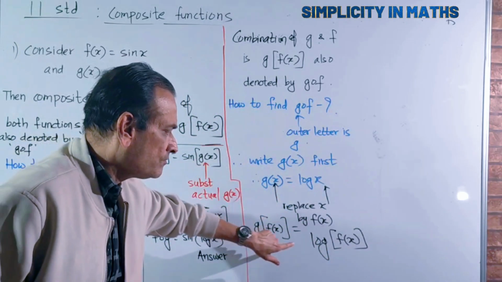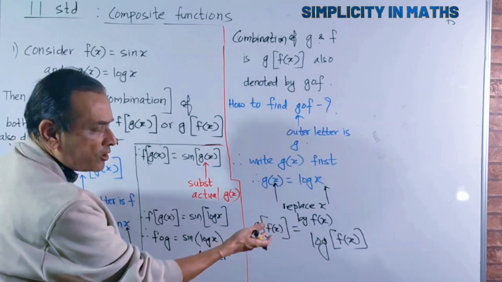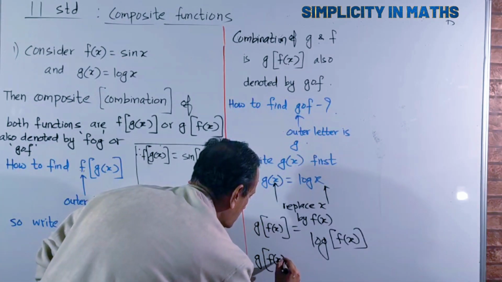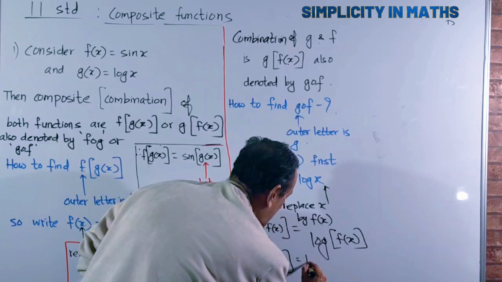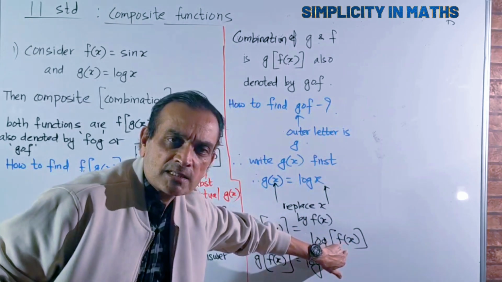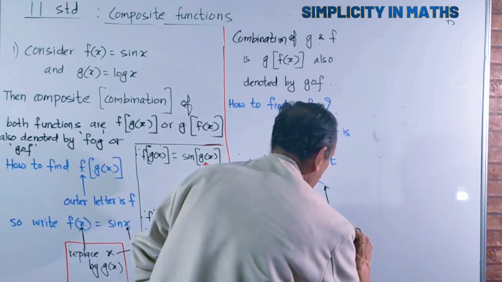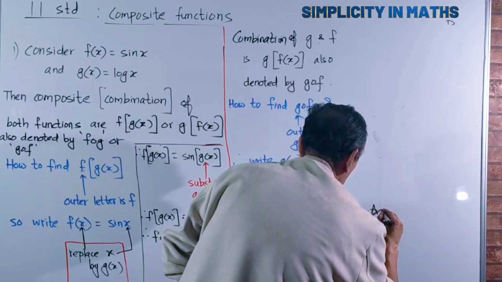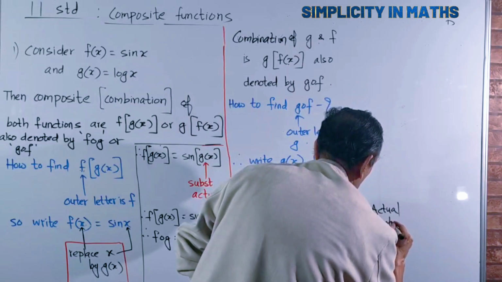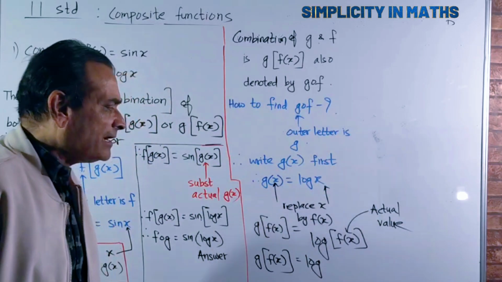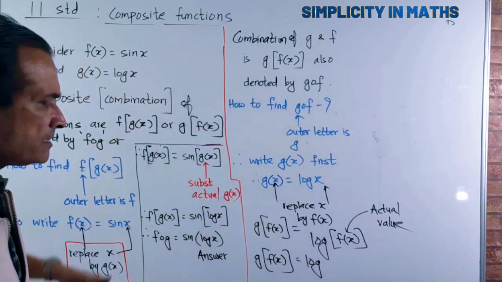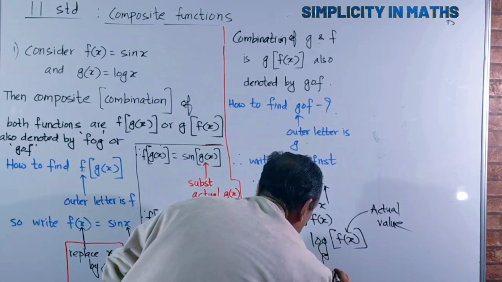First write gx, right? अभी लेफ्ट हैंड साइड को आंसर मिल गया ऑलरेडी. So g of fx is equal to log. What is the actual value of fx? यहां पे actual value डालनी है. What is the actual value? Given value sin x. So it is log of sin x.